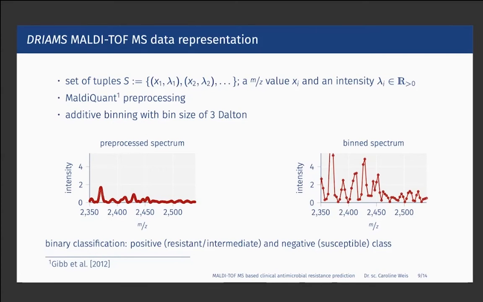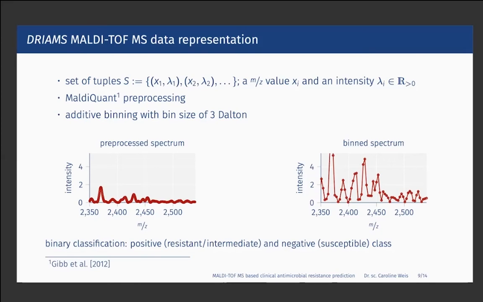We look at MALDI-TOF data from a machine learning point of view and how the spectra are represented. The spectra are made up of tuples of intensity and mass-to-charge pairs, and the number of pairs making up one specific spectrum is variable. The spectra are pre-processed with an established pre-processing protocol.